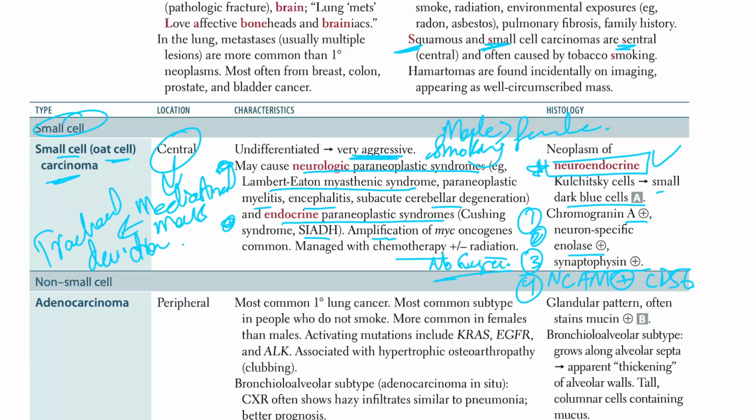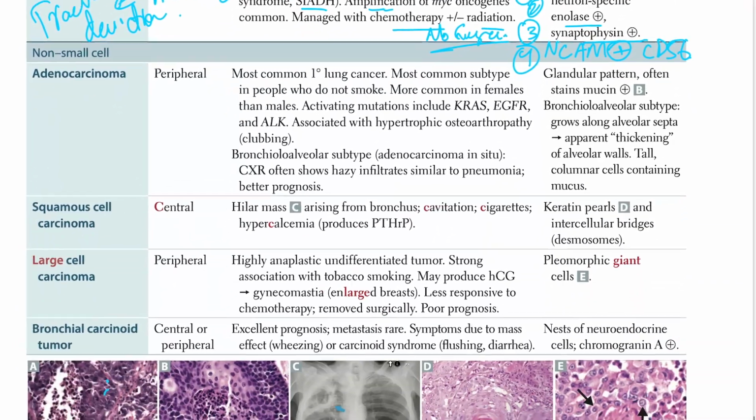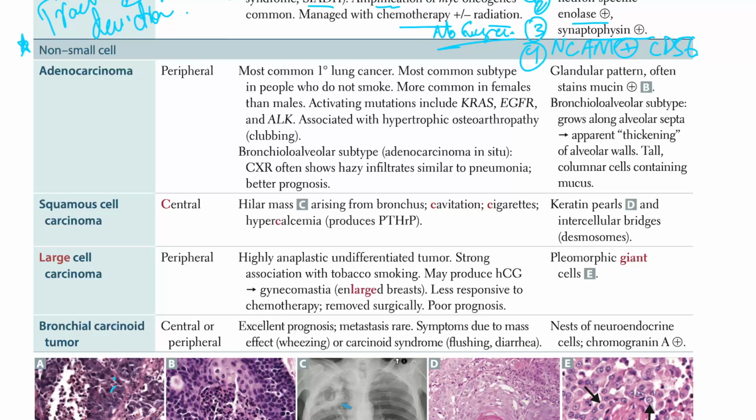The next one is all about non-small cell. The non-small cell cancers include adenocarcinoma, squamous cell, large cell, and bronchial carcinoid tumor. The adenocarcinoma is peripheral, and it is the most common primary lung cancer and the most common subtype in people who do not smoke, more common in females than males. There is an activating mutation in KRAS, EGFR, and ALK, associated with hypertrophic osteoarthropathy, which is clubbing.